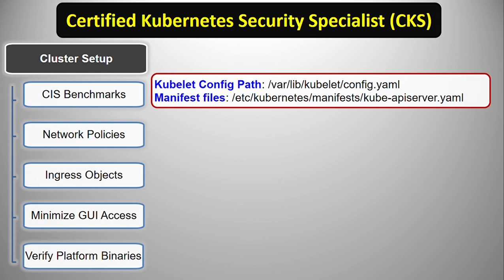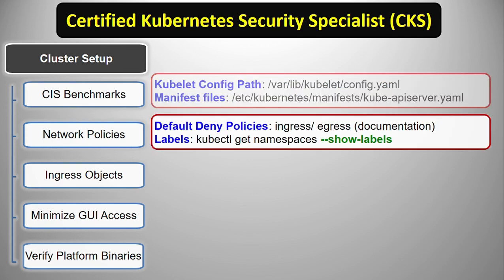Network policy enforces how a pod is allowed to communicate with various other network entities. For example, you need to know the default deny policies of ingress and egress. It is already in the documentation, no change is needed. To implement other policies, you need to find labels of the pods or the namespace through the show labels command, as shown on the screen.